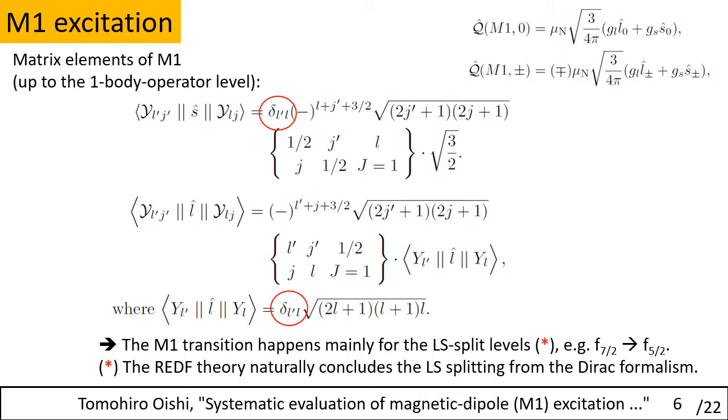Let me remind you of one basic thing about the M1 transition. Here, the matrix elements of the M1 transition are given, and from this formalism, one can see that the M1 transition happens mainly for the spin-orbit splitting levels. On the other side, since the REDF theory naturally concludes the spin-orbit splitting, that can be a natural option to investigate the M1 excitation.